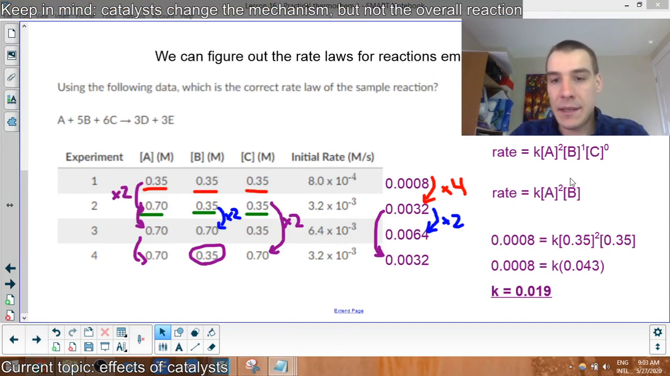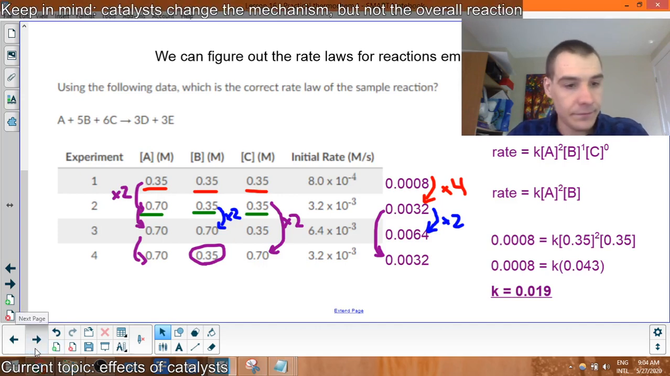So you basically take this, put in 0.08, 0.35 for A squared, because it's A squared, 0.35 for B, normal because it's 0.35. C doesn't matter because it's not even in our reaction. And then multiply those together, and there you go. K is 0.019, and that K should stay the same for all of these. You can verify that if you feel like it.